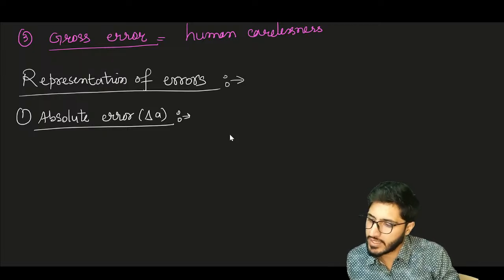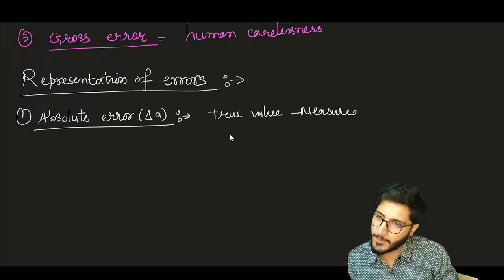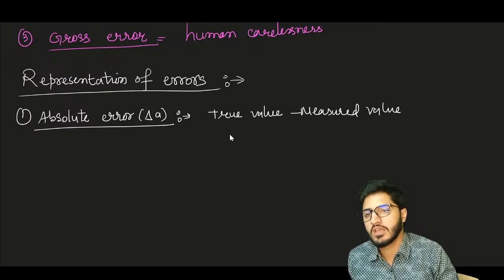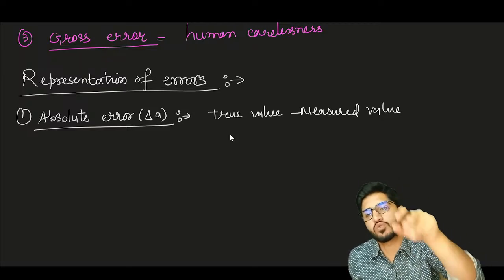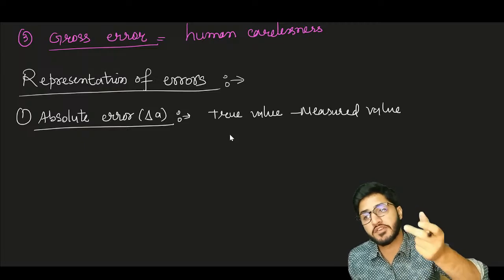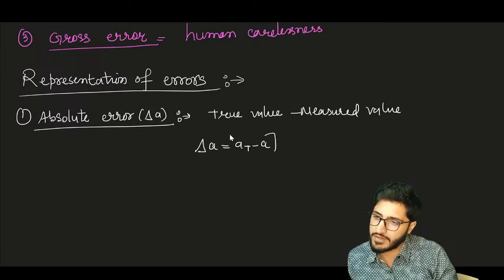So absolute error is nothing but true value minus measured value. If you are buying something and you are having some value on it, that value is the true value, and when we are measuring it, that is the measured value. So I can write it as delta A is equal to true value of it minus measured value of it.